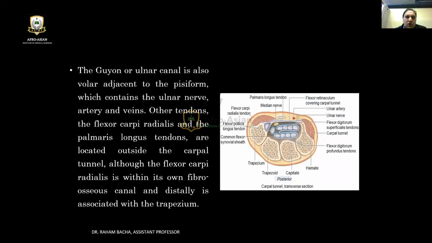The Guyon tunnel, the ulnar canal on the ulnar side, is also volar, adjacent to the pisiform, and contains the ulnar nerve, artery, and vein. Other tendons, the flexor carpi radialis and the palmaris longus tendons, are located outside the carpal tunnel. Although the flexor carpi radialis is within its own fibro-osseous canal and distally is associated with the trapezium.